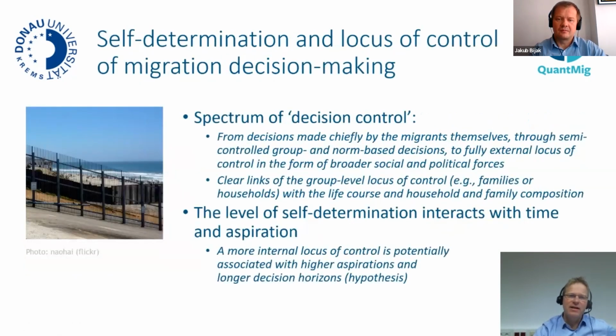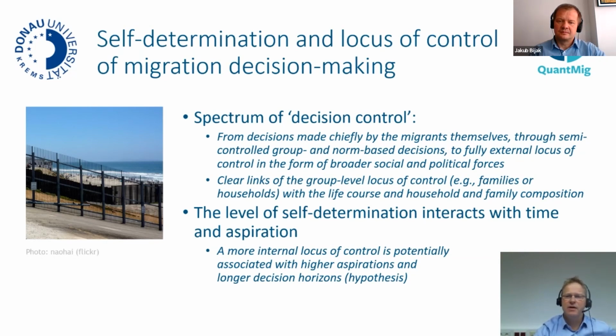The final dimension in our typology is the locus of control and level of self-determination in migration decision-making. Here again, we posit the existence of a spectrum. On one end are highly autonomous decisions made chiefly by the migrants themselves. This then moves to more group-based decisions, such as migration decisions made in consultation with the broader family or household unit. And then there are factors beyond the behavioral or decision-making capacity of the individual.